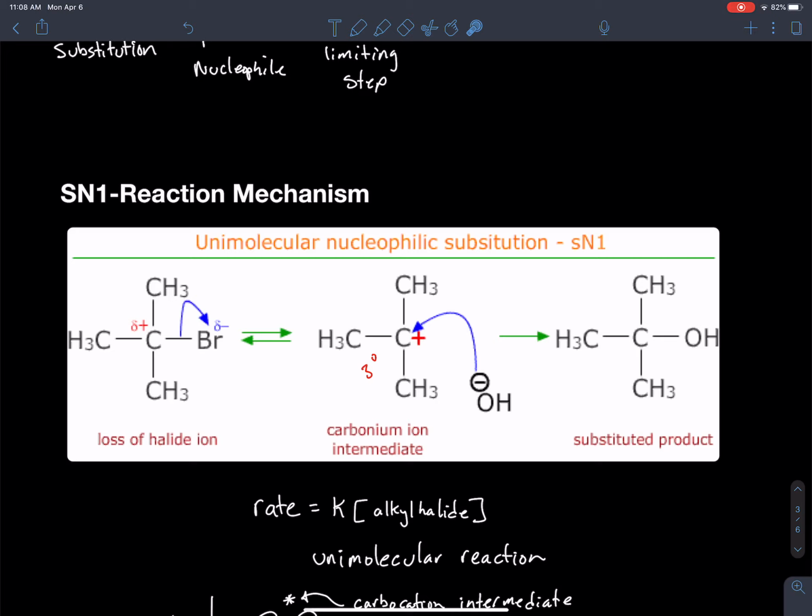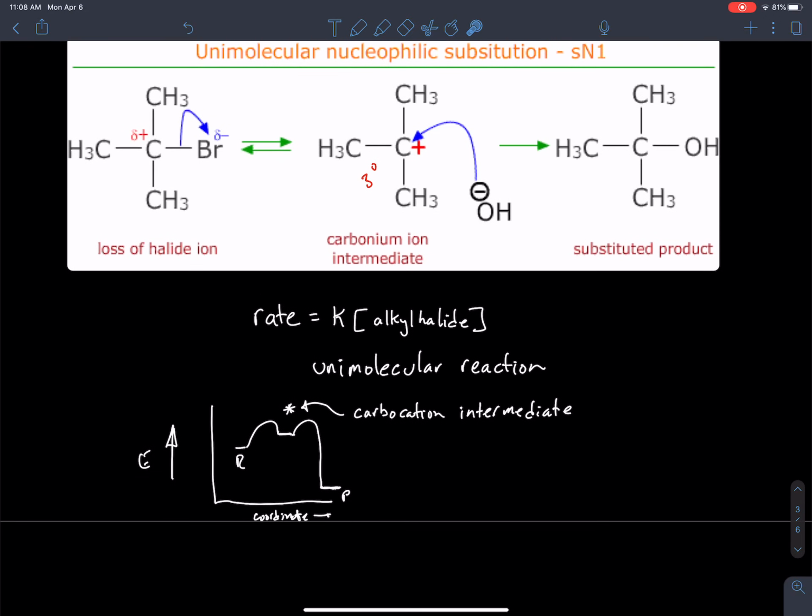So it needs to wait until that bromine ion leaves to make this molecule, which is flat. It's trigonal planar. There's lots of room now for that OH to come in, okay? So that's why tertiary molecules, tertiary carbons, only react through an SN1 mechanism. And the SN1 mechanism forms a very stable intermediate, the carbonium ion intermediate. It's a carbocation, okay? And then the product would be a tertiary alcohol.